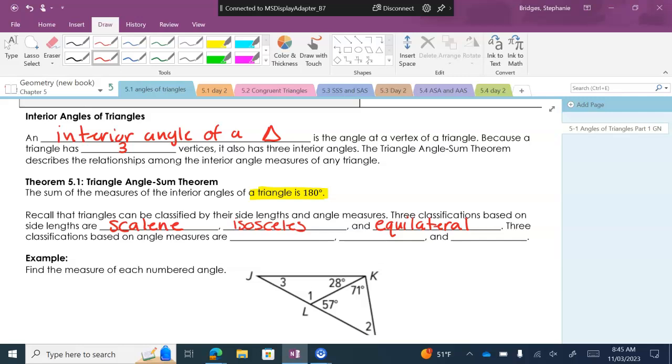And then we can also classify them by their angle measures. You should know these. There's three of those. Acute. Acute is where all three angles are less than 90. Obtuse is where we have one angle that is greater than 90. And then we have a right. Okay, those are by the angles, describing what sizes the angles are. Acute, obtuse, and right. Everybody ready? Anybody have any questions so far?